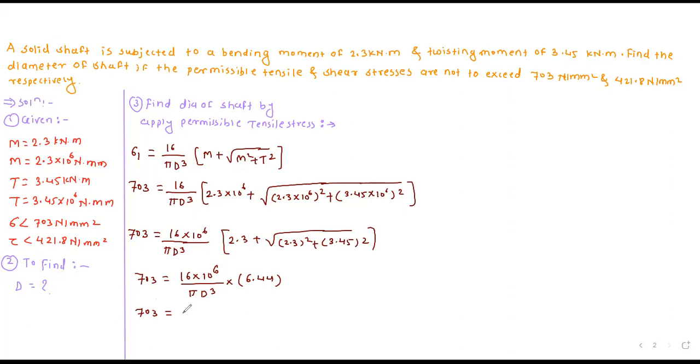Pi by d cube, take as it is. That gives 103.14 into 10 raised to 6. Okay, then we will apply here.